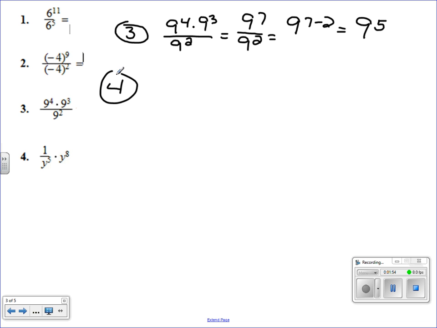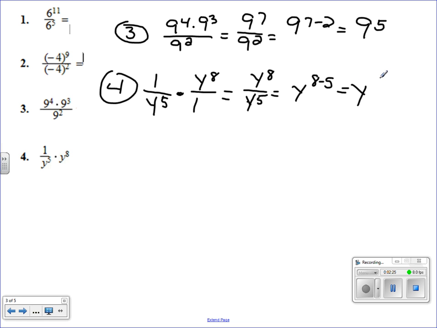Problem number 4 looks a little tricky, but if you write it simply as fractions, here's our first fraction. Y to the 8th, we're going to make it a fraction by putting it over 1. We're going to use the rules for multiplying fractions, which is to multiply straight across. 1 times y to the 8th is y to the 8th. Y to the 5th times 1 is y to the 5th. Quotient rule says we keep our base and we subtract our exponent. We're going to end up with a final answer of y to the 3rd power.